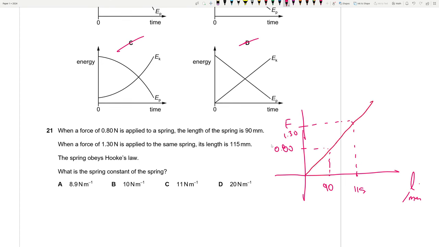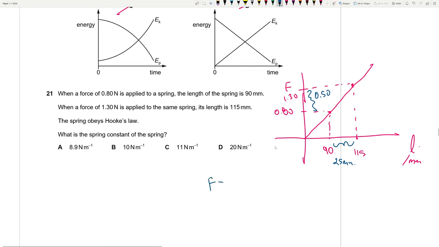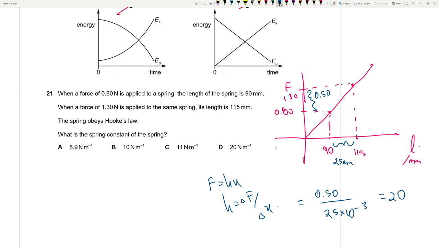So the tricky part here is we have to use extension. Look at the extension as you've increased the force. When you increase the force by 0.50 Newton, the extension increases by 25 millimeter. And we know that F is equal to kx, and k is equal to delta F by delta x. So 0.50 divided by 25 times 10 to the minus 3. I'm getting a value of 20. So 21 should be 20. That is D, correct.